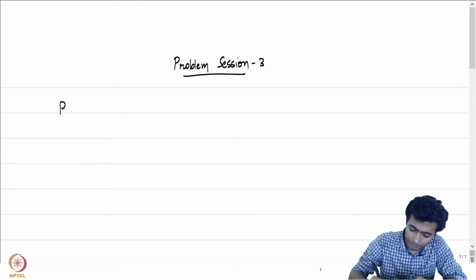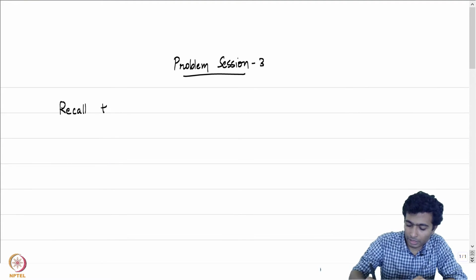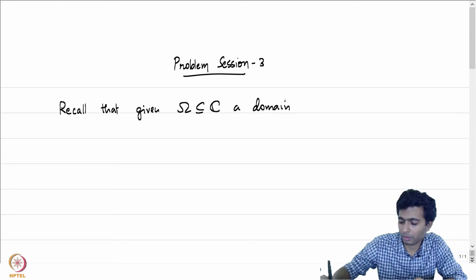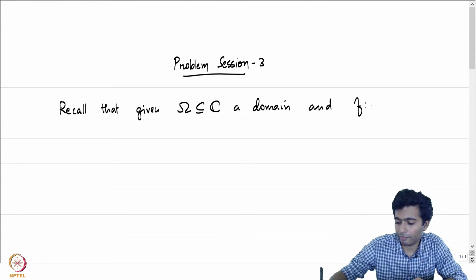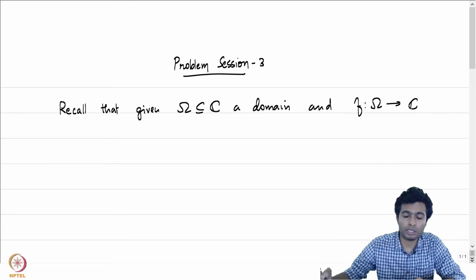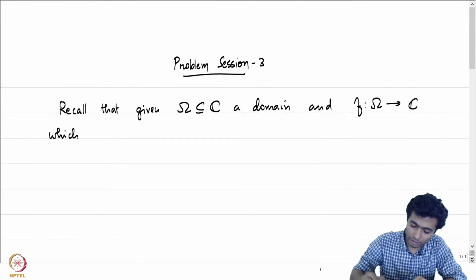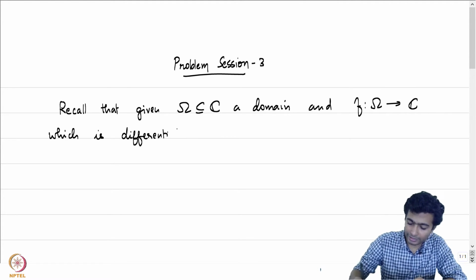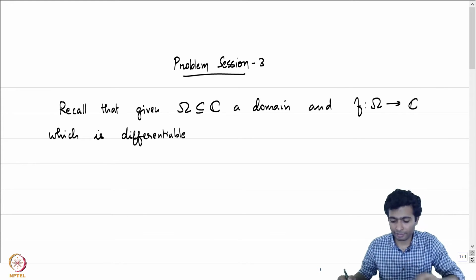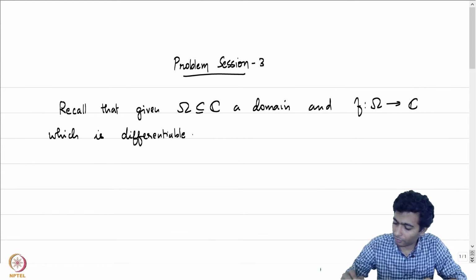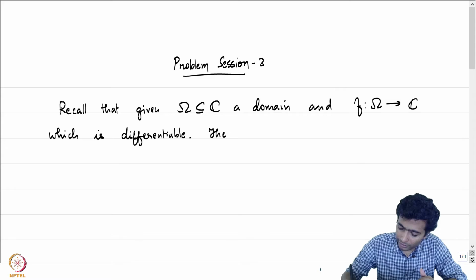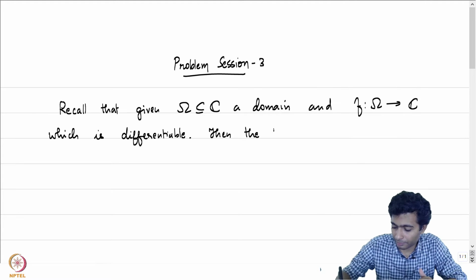So, recall that given omega contained in C, a domain, and f, a map from omega to C, which is differentiable. When I say differentiable, it means that the total derivative exists. The function is real differentiable. Total derivative exists. Then the Wirtinger derivatives were defined in the following manner.